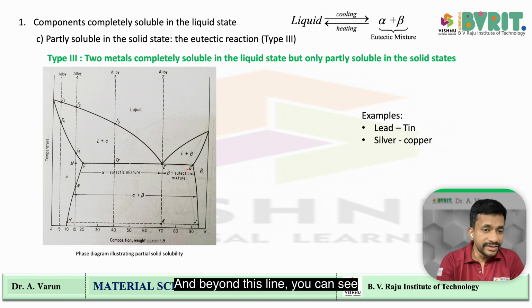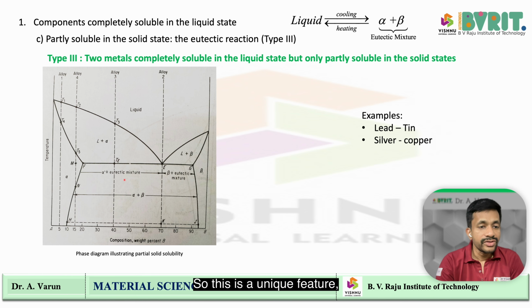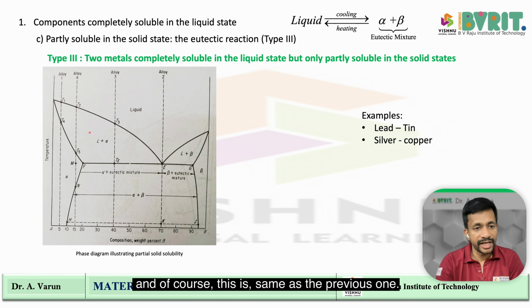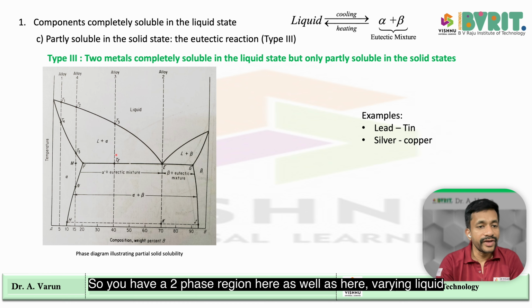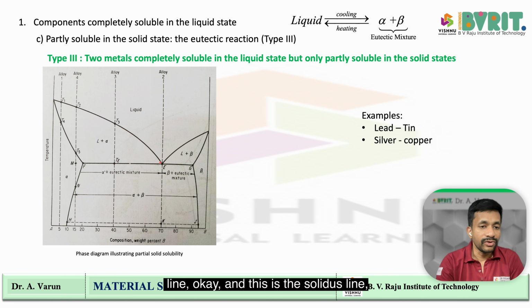And beyond this line, you can see this line, beyond this you have insolubility like in the eutectic. So you have both alpha and beta not soluble in each other. So this is a unique feature, and of course this is the same as the previous one. So you have a two-phase region here as well as here, wherein liquid plus alpha, liquid plus beta. Now, if you ask me, this is the liquidus line, okay, and this is the solidus line.